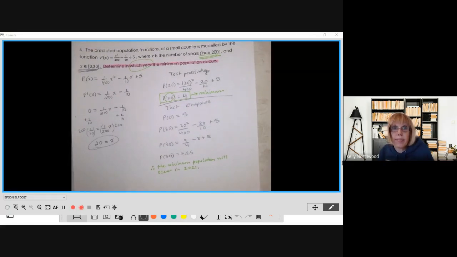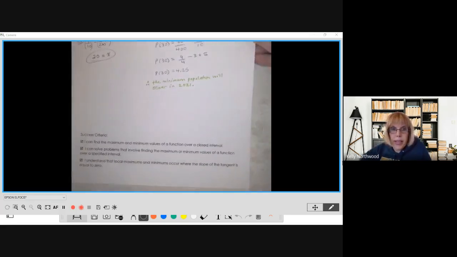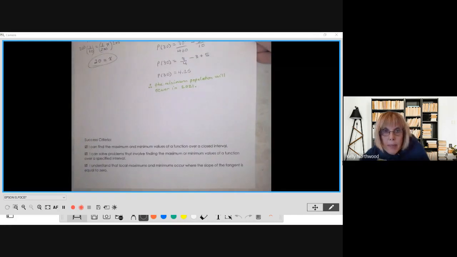Any questions? Okay, our success criteria then for this lesson are define the maximum and minimum values of a function over a closed interval, solve problems that involve finding the maximum or minimum values of a function over a specified interval, and understanding that local max and mins occur where the slope of the tangent is equal to 0.